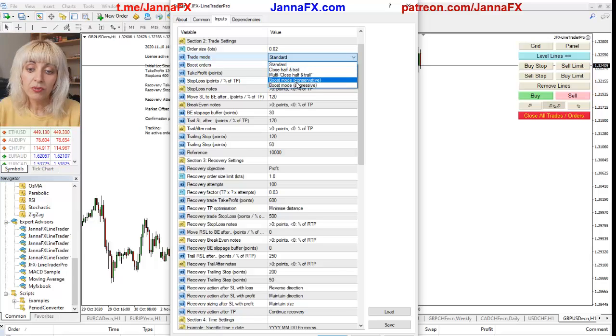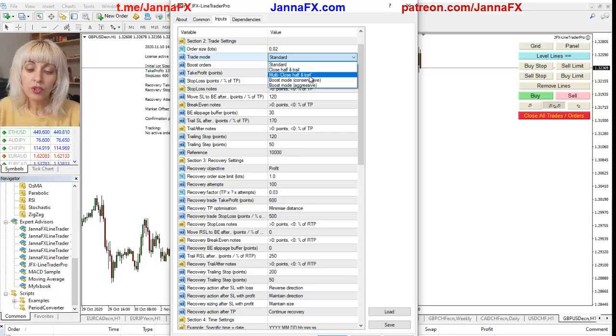We have some other three options, and they're a little bit more complicated. I will explain them in different videos. For example, multi close half and trail, it's very good when there is a good big move. I was using these settings for trading the news. A while ago it was quite easy to predict good moves during news events. These days the news, not as much economic as political, has an impact on the market, and it's really hard to find when it's going to happen. But anyway, on a good move, these are good settings.